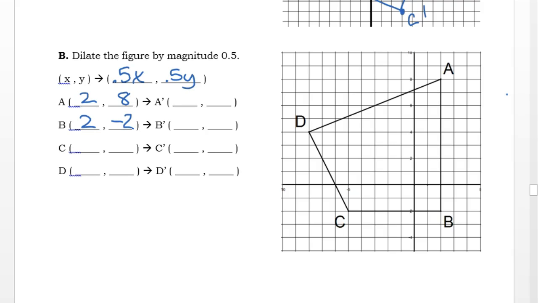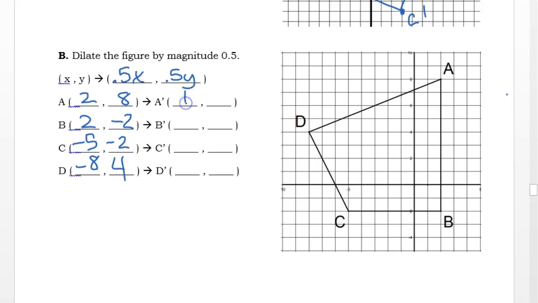C is 5 to the left and 2 down. And D is, what is that, 5, 6, 7, 8 up. All right, 8 to the left, and then 4 up. So to dilate this, we're going to multiply every one of those values by a half.